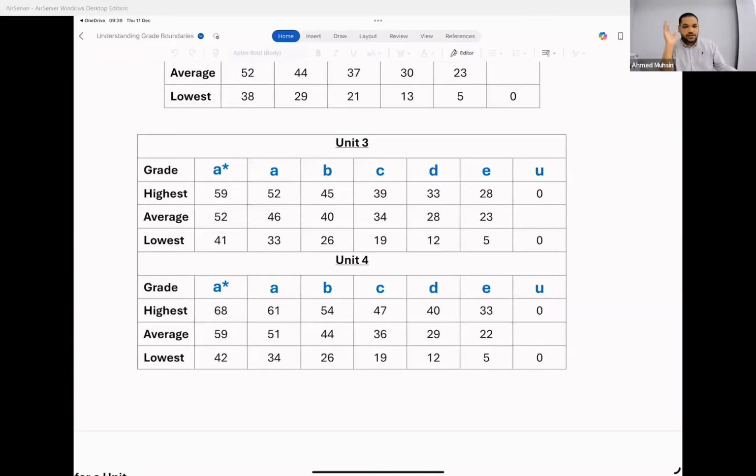So guys, can you just have a look out of 80 marks? Everybody, let's learn how the exam works. This is for IT, I don't know about other subjects. For IT, this is how it works. Can you just look at the grade boundaries out of 80 marks? To score an A star for Unit 3, the highest that has been so far is 59. 80 minus 59 is how much?